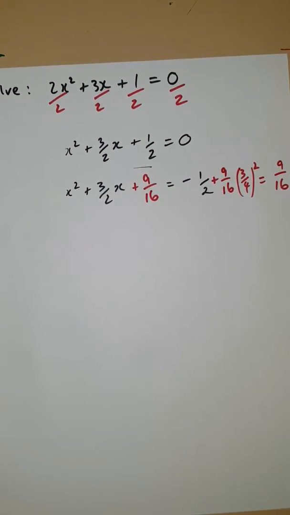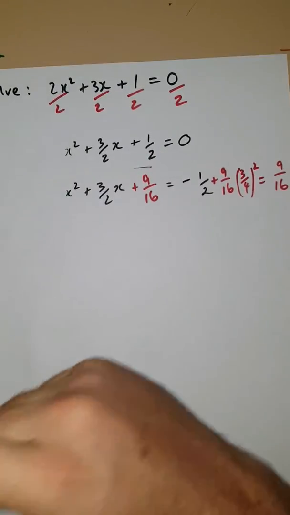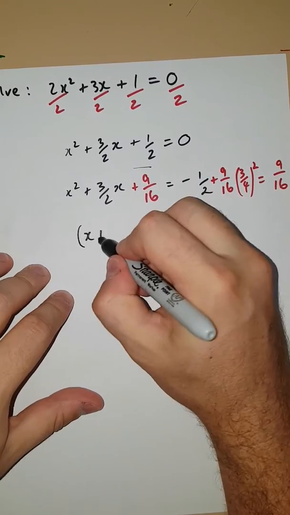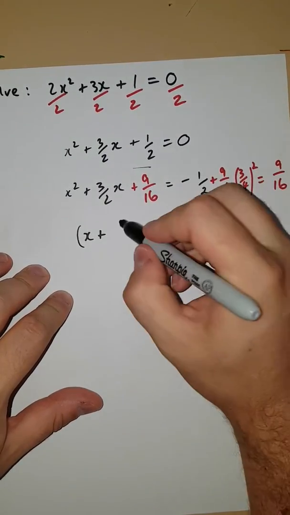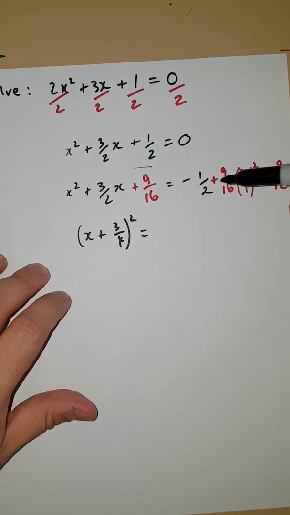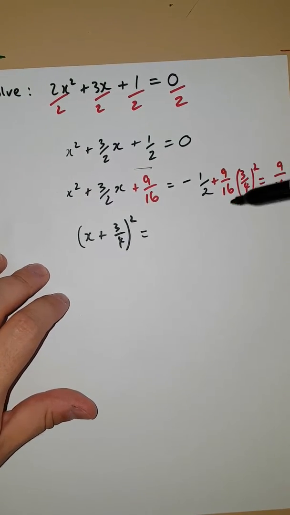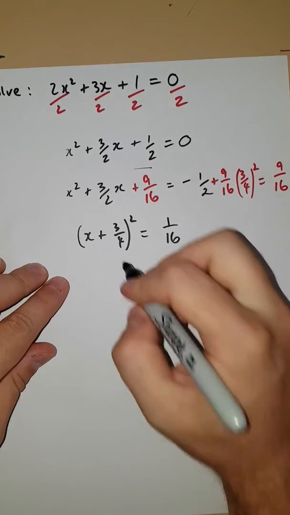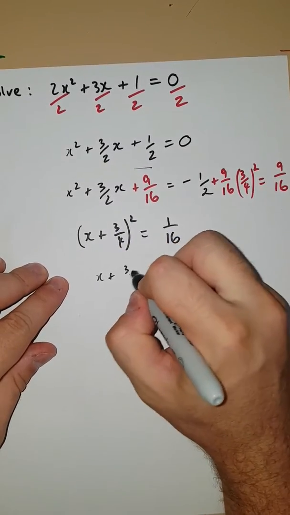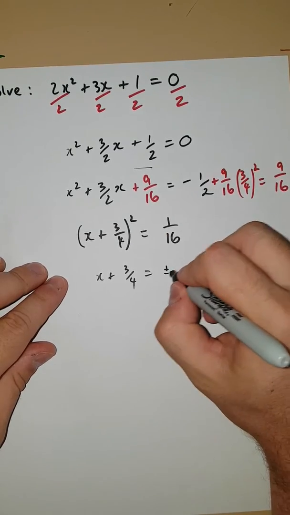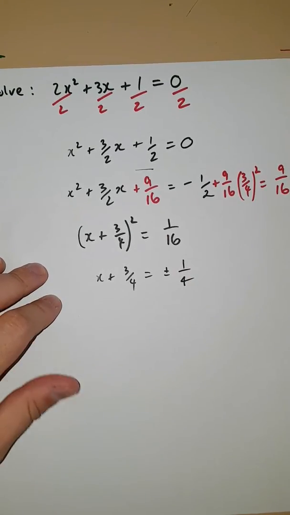What that's going to result in over this side is x plus, it's always this half value, so 3 on 4 squared. And again, you would use your calculator here. This is minus 8 on 16 plus 9, so this is 1 on 16. Then we do our square root, and we end up with x plus 3 on 4. And when you take the square root of 1 on 16, you get plus or minus 1/4.